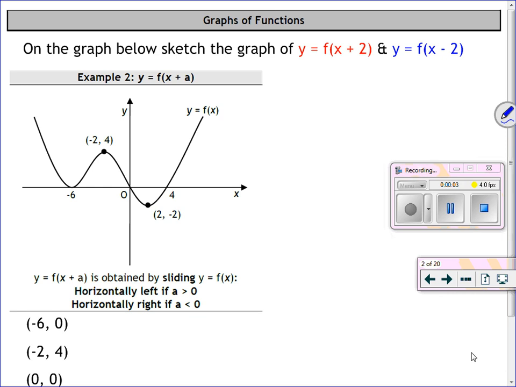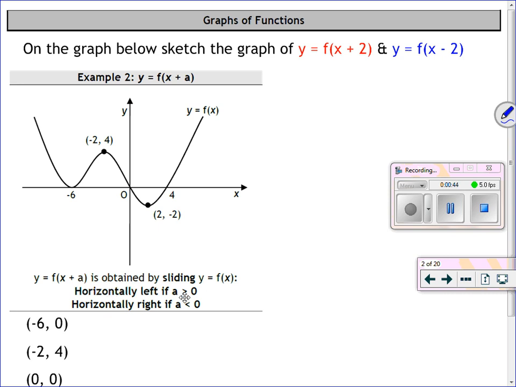Okay, the second type of transformation of graph that we have involves looking at graphs that slide horizontally left or right. So we can recognise a horizontal transformation whenever we're asked to sketch the graph of f of, in brackets, x plus a. So we have our original y equals f of x graph. This time we're going to look at sketching the graphs of y is equal to f of x plus 2 and y is equal to f of x minus 2.